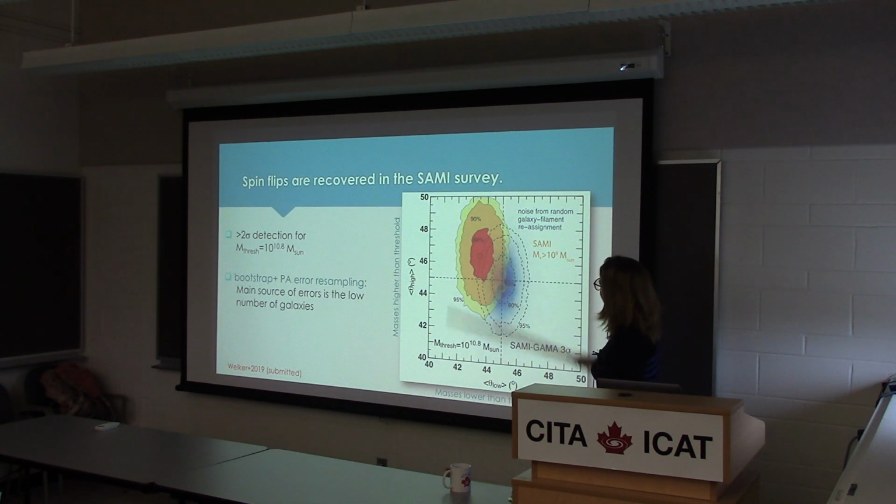This is the signal. The blue contours estimate the noise, and they are obtained from random galaxy filament reassignment. You resample that 100,000 times, and that's the kind of contours we get. Those contours estimate the error on the signal, and they're basically bootstrap plus PA error resampling. What I can tell you from studying that is that the main source of error by far is the low statistics.